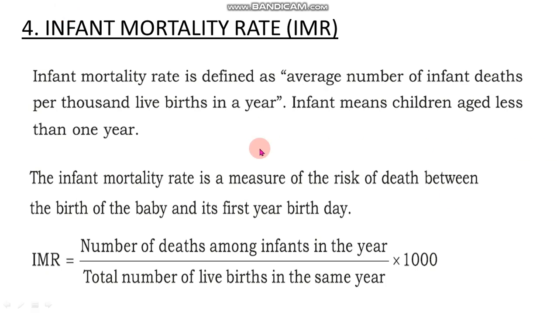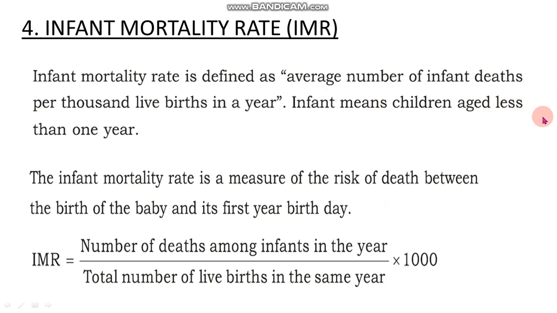So what is the definition of infant mortality rate? The infant mortality rate is defined as the average number of infants' deaths per 1,000 live births in a year. It's a very important definition. Infants are children aged less than 1 year, before the first birthday. The IMR is defined as the average number of infants' deaths per 1,000 live births in a year.